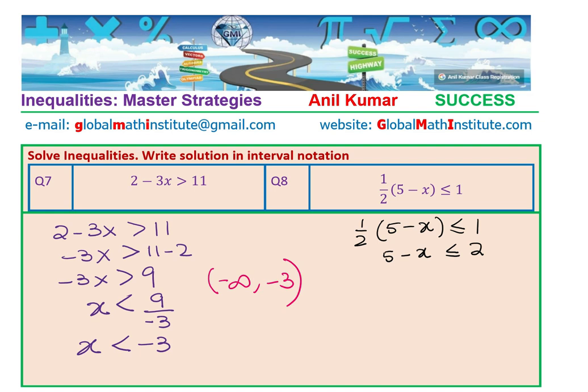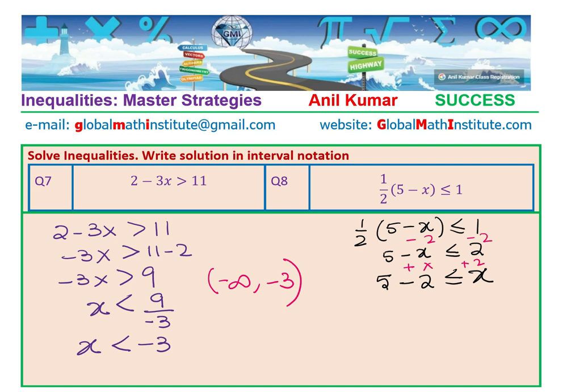Instead of subtracting 5 and then multiplying by minus 1, we can take minus x to the other side and 2 to the left side, right? So we can rewrite this as 5 minus 2 is less than equal to x. Do you understand this step? So what we did was we added x on both the sides, correct? And we subtracted 2 from both the sides. And you get this, right?